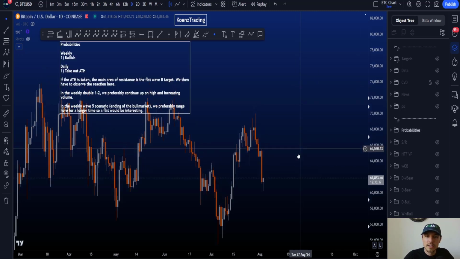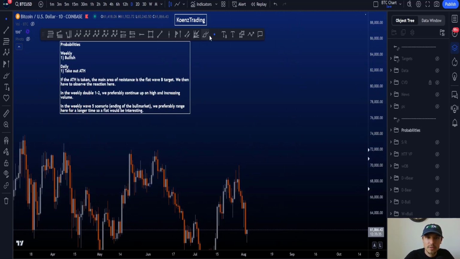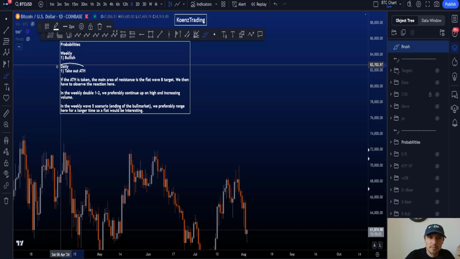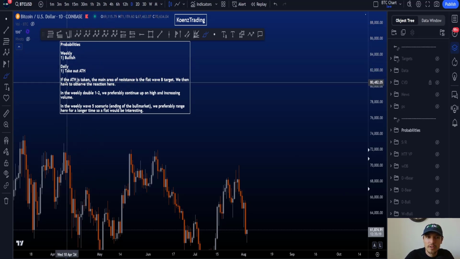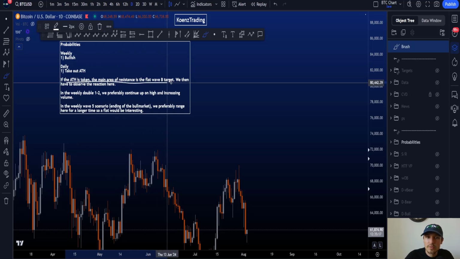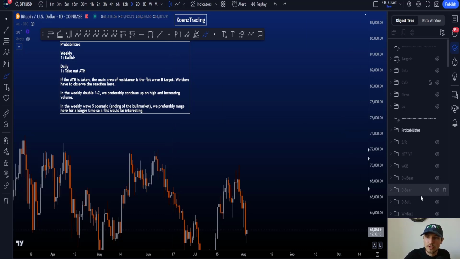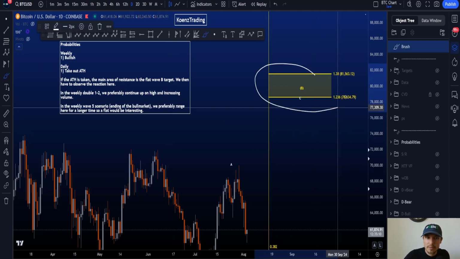So if you then finally look at the probabilities of the different scenarios, then on the weekly time frame, the probabilities are higher for the bulls. We are looking for a move towards the upside, either wave 5 or wave 3. It very much depends on price moving to the upside, taking out the all-time high, which is the highest probability on the daily time frame. And then if the all-time high is taken, the main area of resistance is the flat wave B target, and we then have to observe the reaction in that particular area.